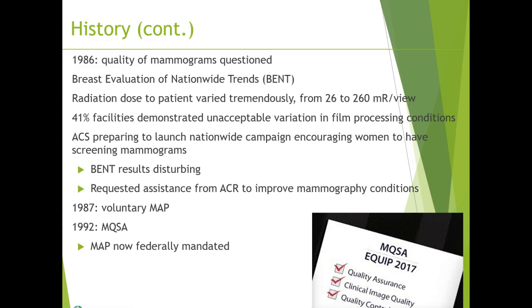You can see on this slide how the radiation dose to patients varied during that time from 26 to 260 millirads per view at facilities. 41% of facilities demonstrated unacceptable variation in film processing conditions. Film processing was probably the Achilles heel for many of the mammography facilities. It was hard to maintain good processing conditions until people went more to dedicated processing for mammography. We were fighting a lot of processing artifacts.